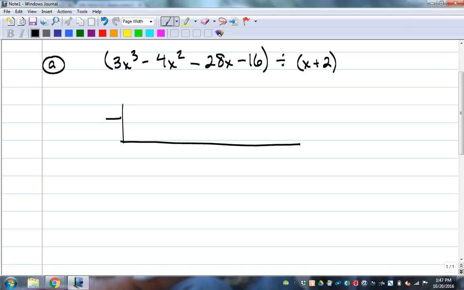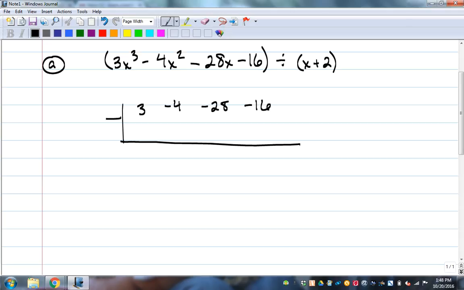So what we need to do is put the coefficients of this polynomial inside there. So 3, -4, -28, and -16 goes in the top row. It's like 4 columns is what we were thinking. Now, if there's a missing piece, just like with long division, you're going to put a 0 in its place. So if there wasn't an x squared, you'd put a 0 in the x squared spot, just like with long division.